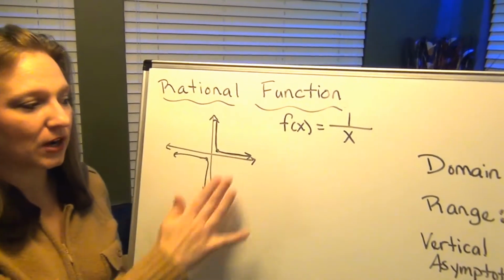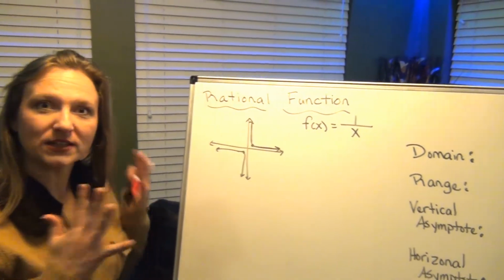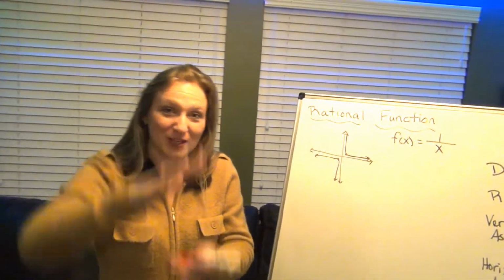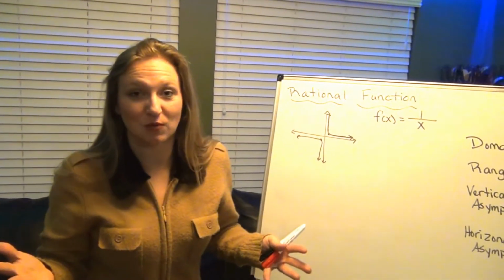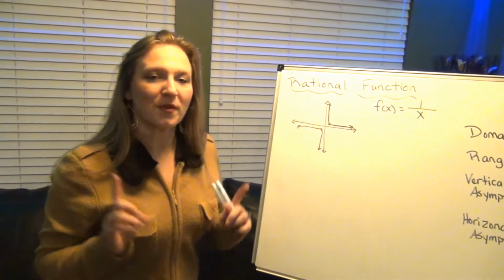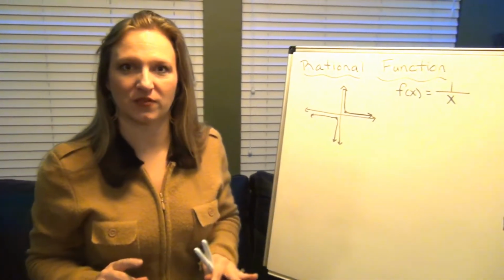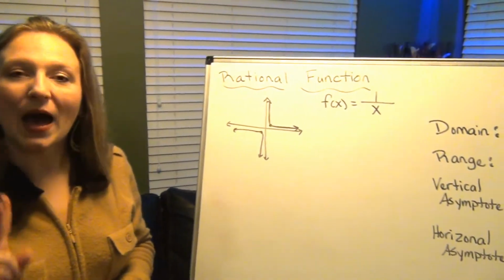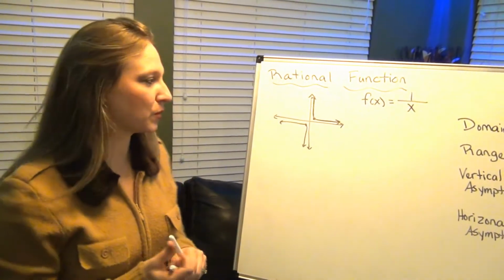And so this is the parent function that we will then be transferring around today, shifting it left and right and up and down, stretching, compressing, reflecting, and doing all those things that we've been doing for the other functions. But first, let's talk about some features of the parent function. This one is a little bit different because it has two asymptotes. We've never had asymptotes before.